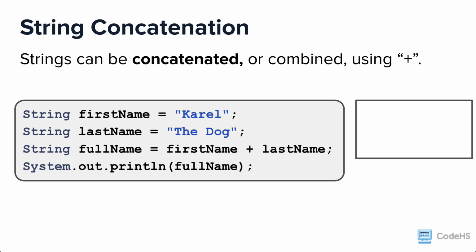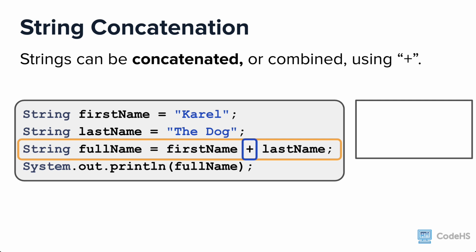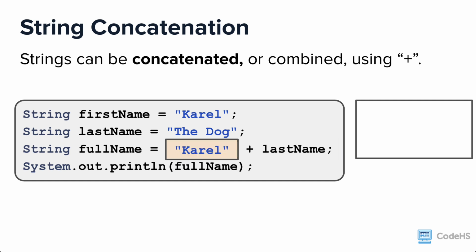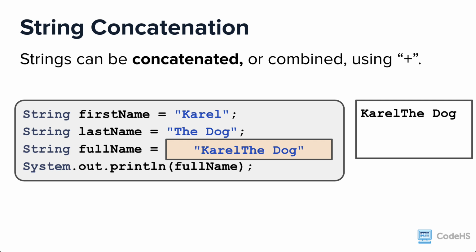In this example, there are two initial string variables, first name and last name. The third line is where the concatenation is, which you can identify by the plus sign. This line creates a new string variable and sets its value to first name plus last name. First name has the value of Carol, and last name has the value of the dog. So when these two strings are combined, full name is assigned the new string value of Carol the dog. When this is printed to the console, you get Carol the dog.